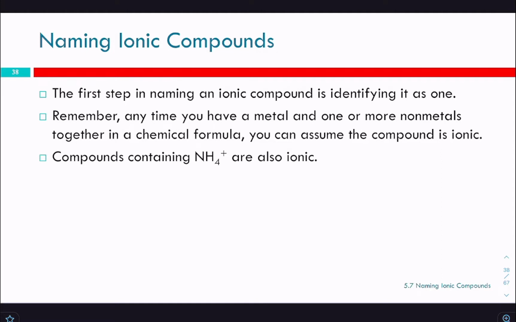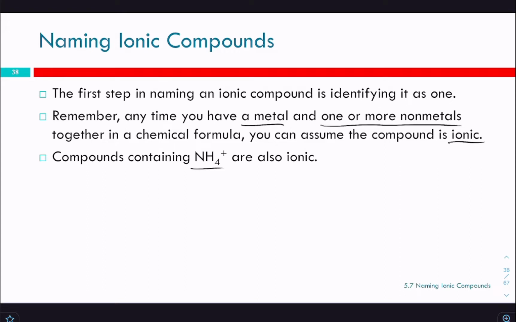The simple rule, though, being if you have a metal and one or more nonmetals, it's ionic. And then you'll learn that in chemistry, there's an exception to everything. So the exception to this is ammonium. If you have ammonium and one or more other nonmetals, it's ionic. The rest of the time, metals make ions, or metals make ionic compounds, but also ammonium.